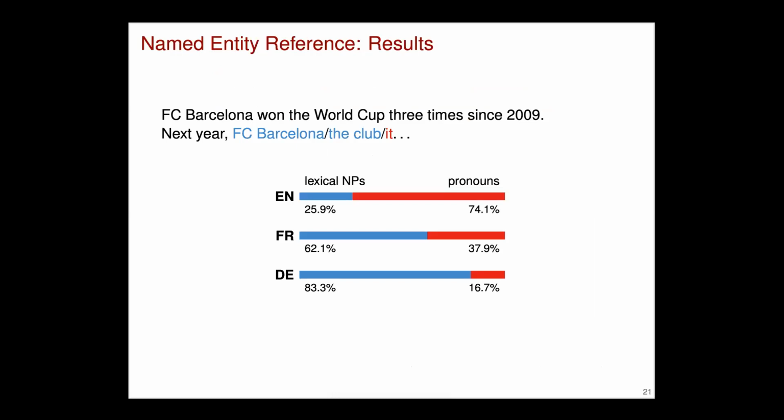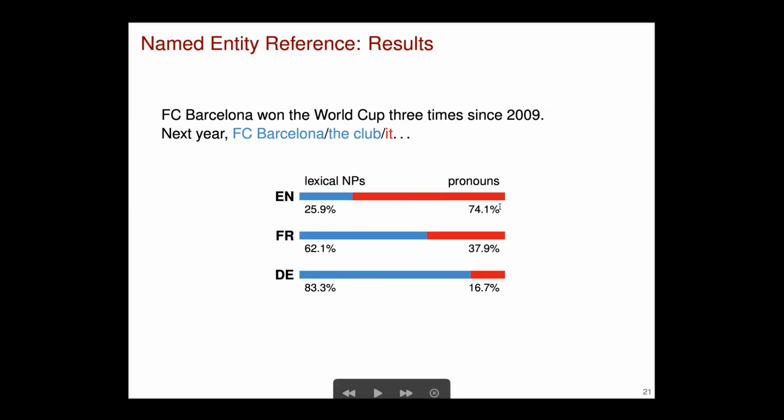And if we run this across 5 different European languages, here are some results for 3 of them on the distribution between lexical noun phrases, so repetitions of the name, or paraphrastic noun phrases, as opposed to pronouns. And what you can see is that linguistic preferences vary significantly across languages.